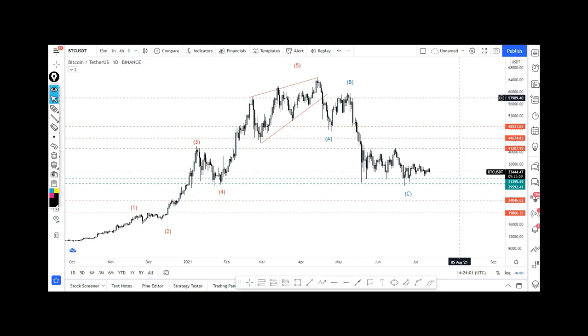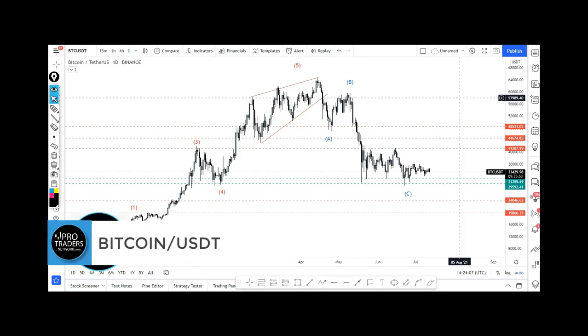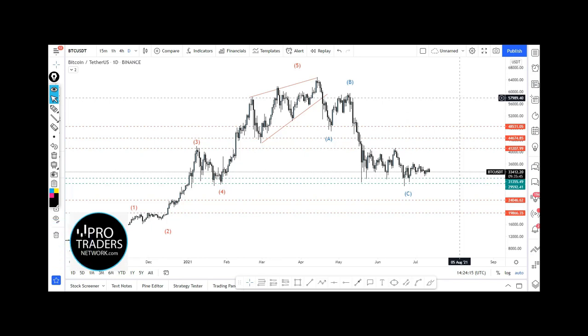In this video we're going to be looking at some of the crypto coins, and we'll discuss the upcoming moves that can happen in the next week. So here we are on the daily chart of Bitcoin USD. Let me show you the bigger picture.